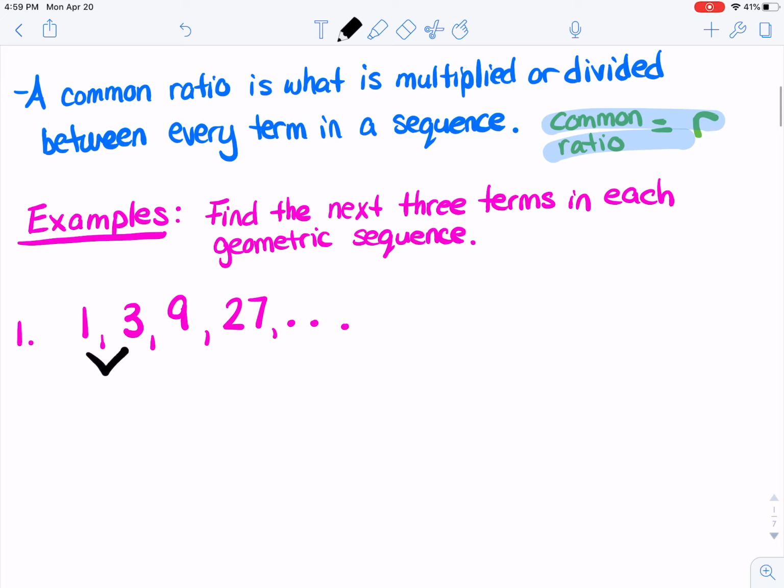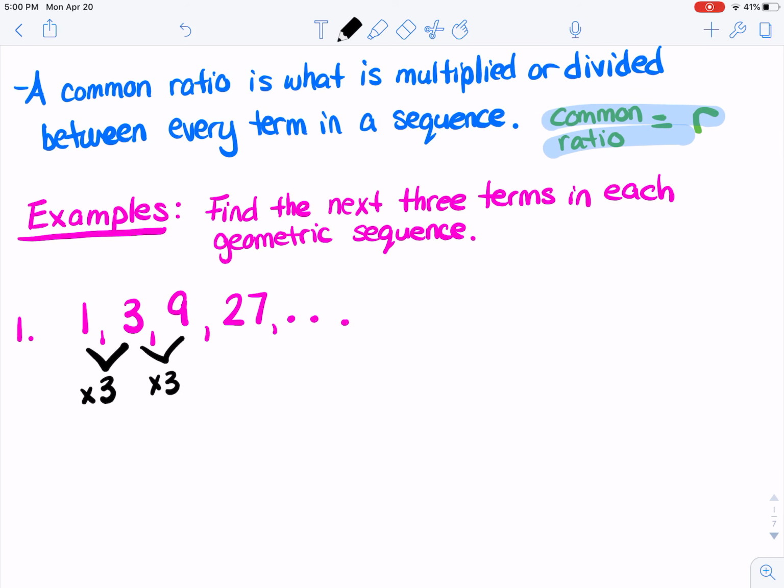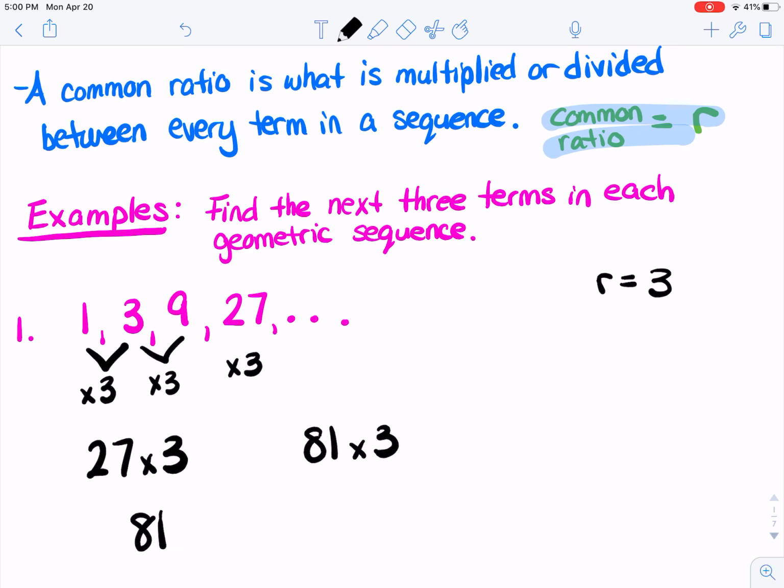Again, you can decide if you want to multiply or divide. To go from 1 to 3, I'm looking for multiplication or division. Here, the numbers get larger, therefore this one would definitely fall into place as multiplication. So here, I'm multiplying by 3 each time. What that means is that my common ratio is 3. To find the next 3 terms, I would do 27 times 3. What is that? 81.